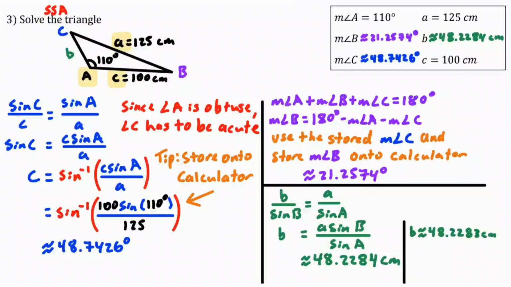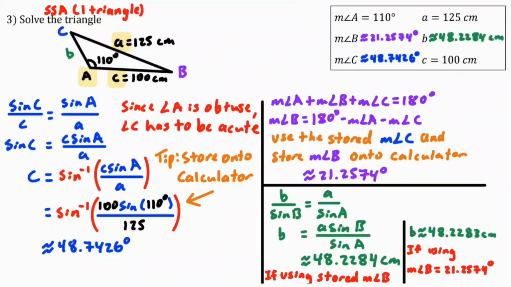The reason for this is that the first one, the 48.2284, you will get this answer if you actually use the stored value of B, meaning you're using the exact value all the way through until the very, very end. Whereas if you have B to be about 48.2283, it's because you're probably using B to be 21.2574. You're using a rounded answer. When you use a rounded answer, your answer is going to be rounded. Where if you're going to use the exact answer, your answer is going to be more likely exact, and then you round it later. So this is an example of a side-side angle with only one triangle.